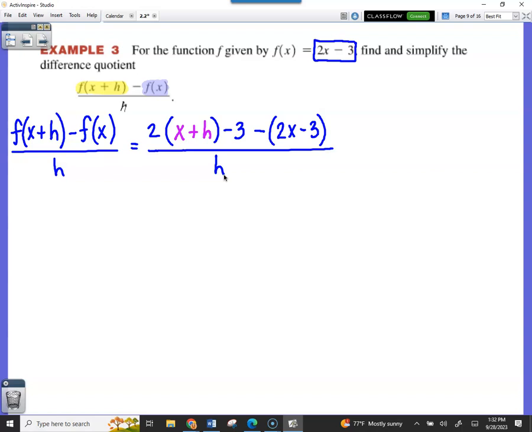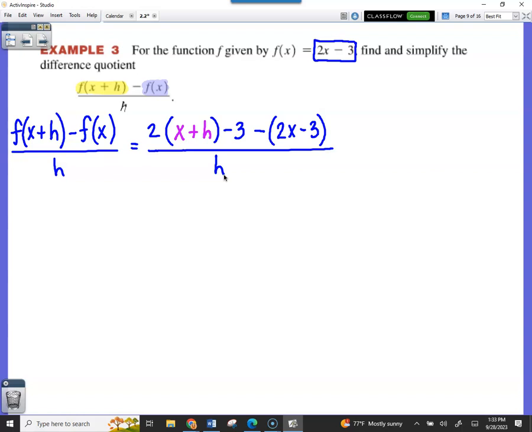Good news and bad news. Good news is, that's it. Bad news is, you have to clean it up. But that's it. We've plugged it in. Now we just have to clean it up. So do you see how I plugged it in? This was x plus h. So everywhere there is an x in the function, I put x plus h. This is just the function f. I literally copied it verbatim right there. It's just in parentheses. Now let's clean it up.